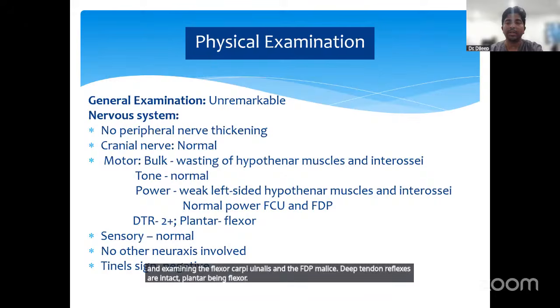Sensory examination was normal in both the upper limbs and the lower limbs. There is no other neuroaxis involved. Tinel sign is negative in this patient.